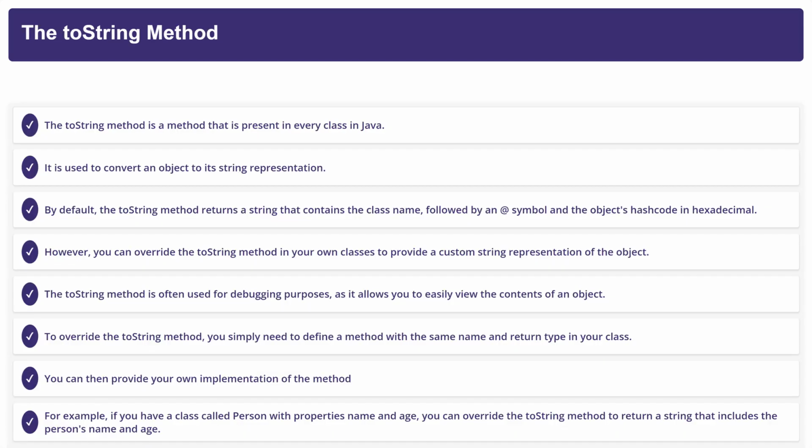The toString method in Java is used to convert an object to its string representation. It can be overridden in custom classes to provide a custom string representation. The default implementation returns the class name, followed by an @ symbol and the object's hashcode. It is often used for debugging purposes to easily view the object's contents.